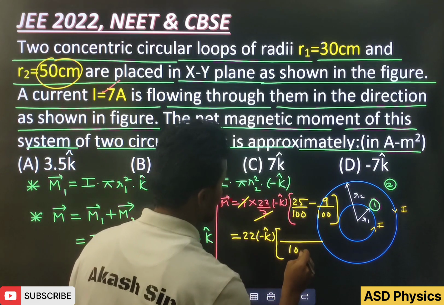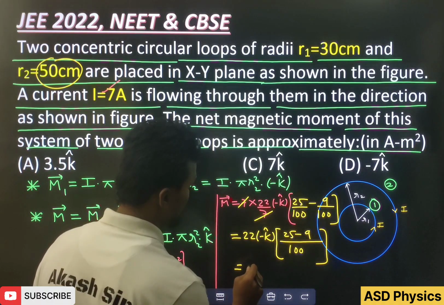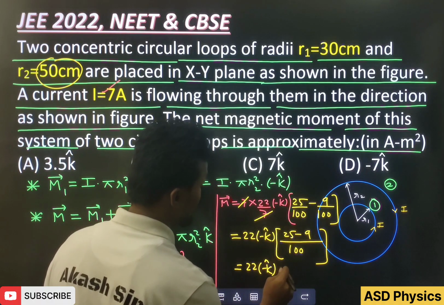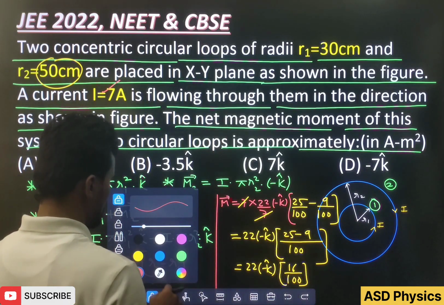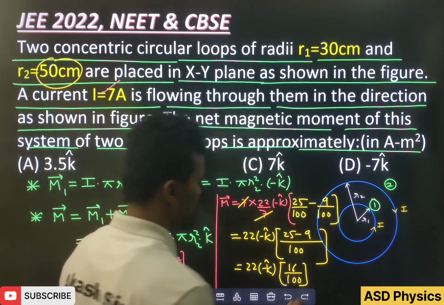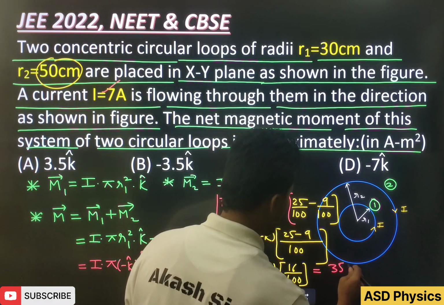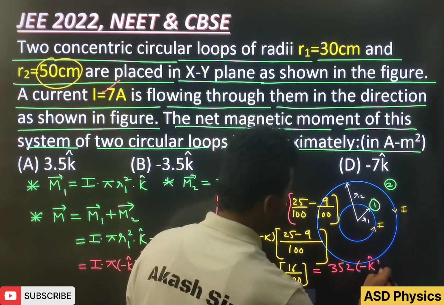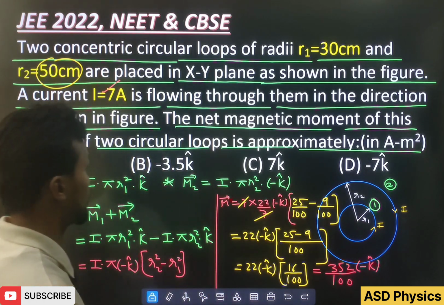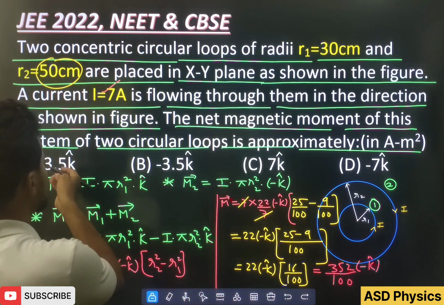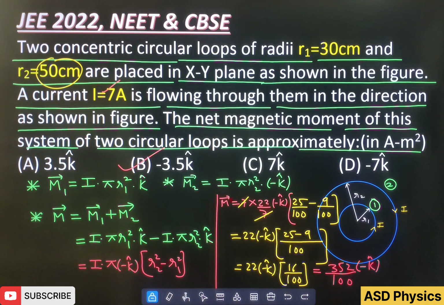Take the LCM, 100. So this will come 25 minus 9. So 22 minus k cap, and this will be 16 by 100. After that, when you simplify, it is 16 into 22, which is 352 minus k cap by 100. So 352 by 100 is 3.52 minus k cap. Among the options, 3.5 minus k cap is there. So the correct option is minus 3.5 k cap.